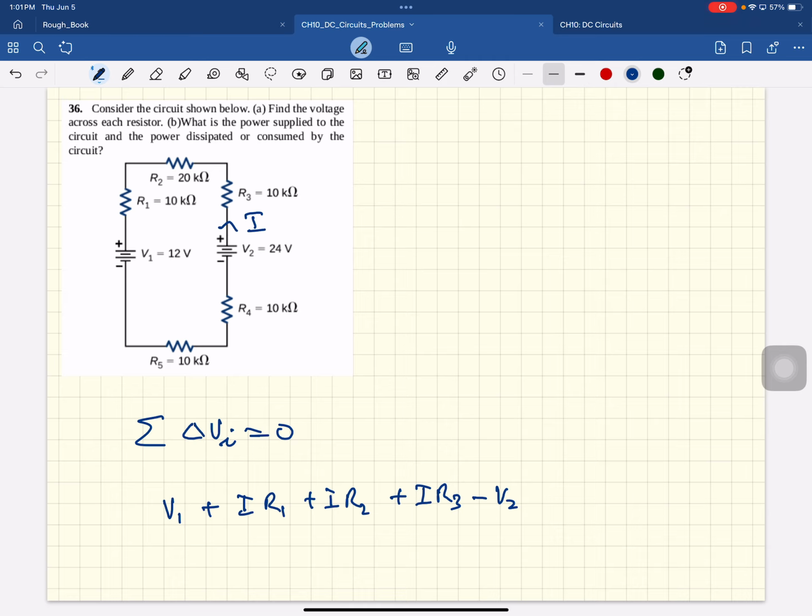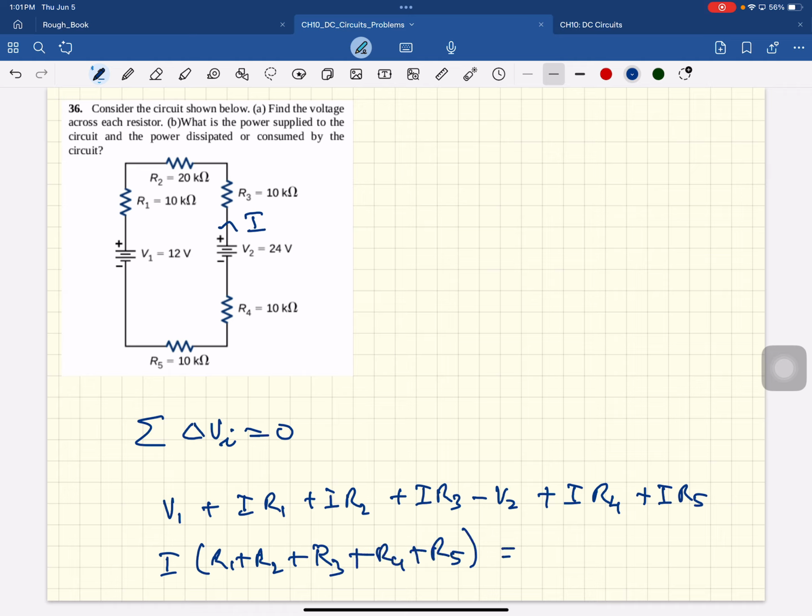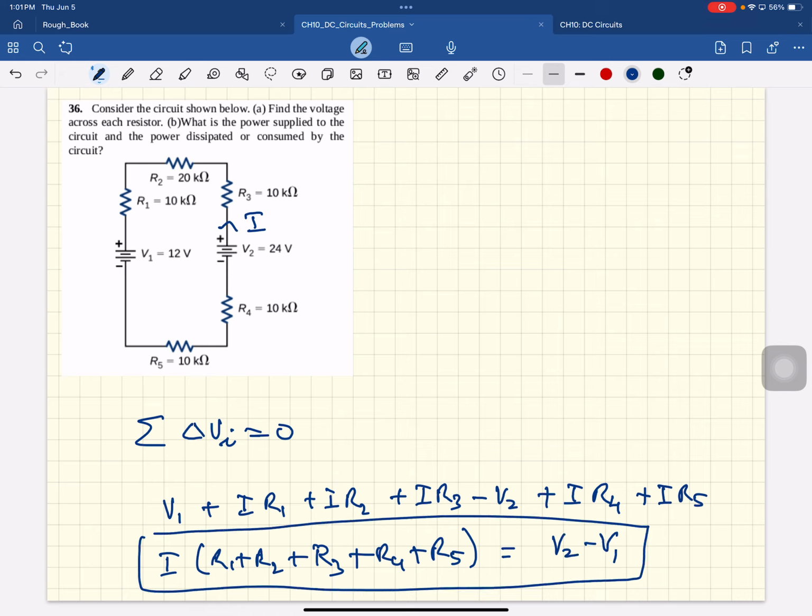And plus IR4 plus IR5. So this is really equal to I times (R1 plus R2 plus R3 plus R4 plus R5) equal to V2 minus V1. Like I said at the beginning, this is effectively acting like a battery of V2 minus V1. A single battery of that voltage is equal to I times R.